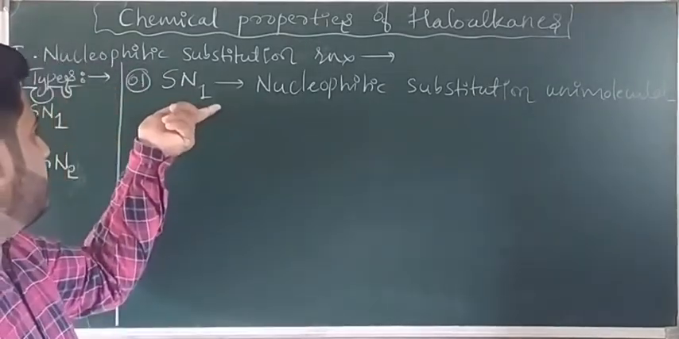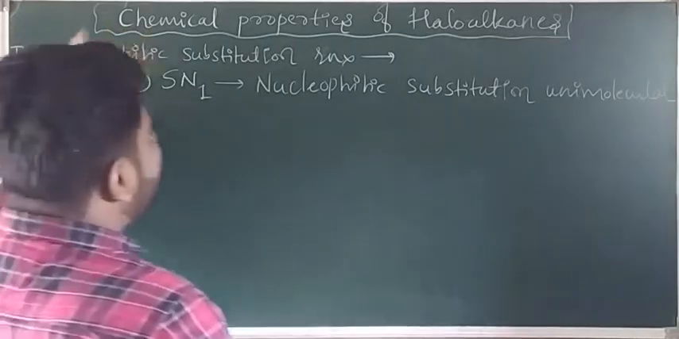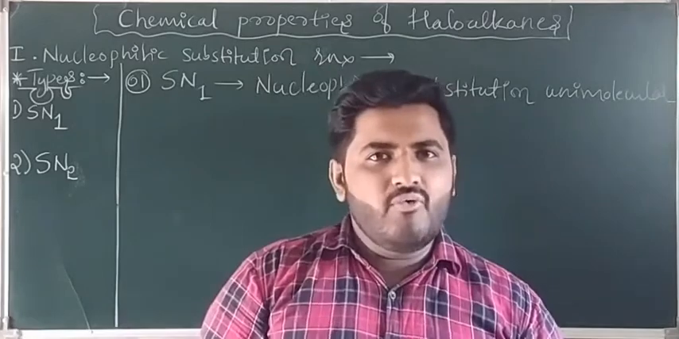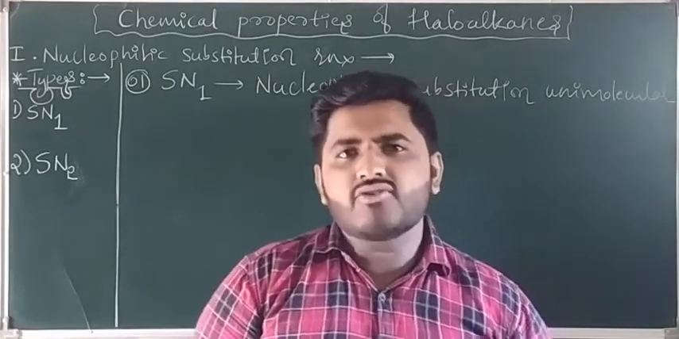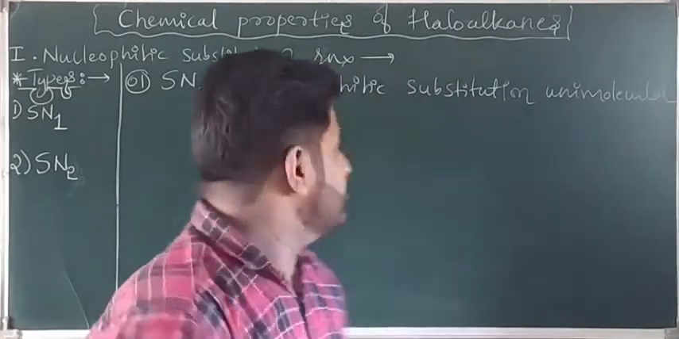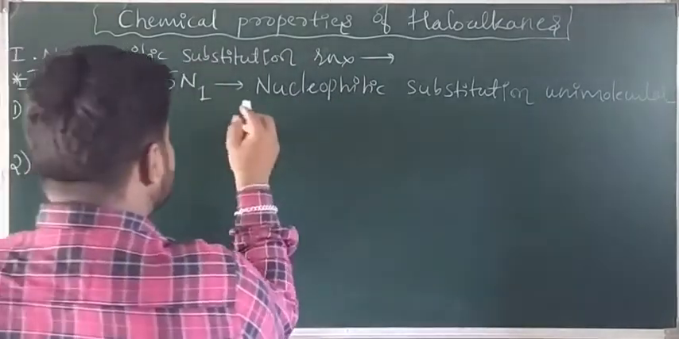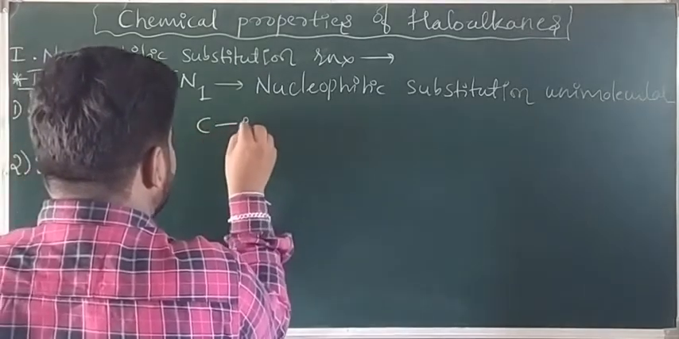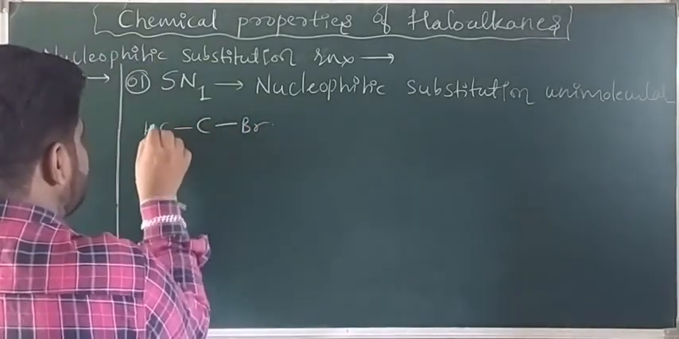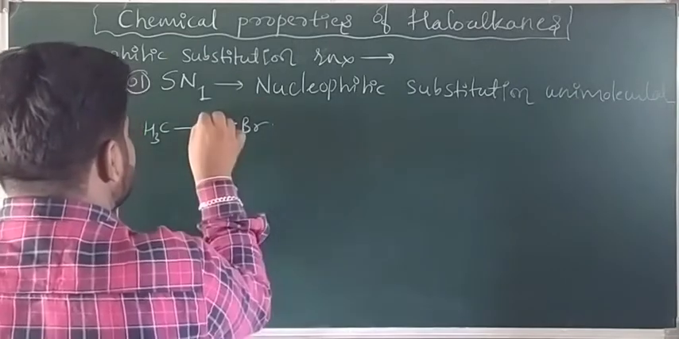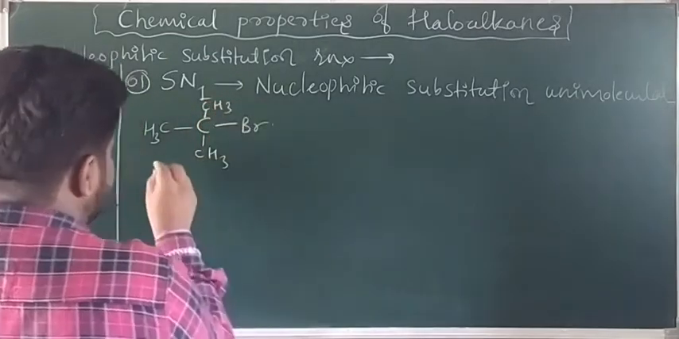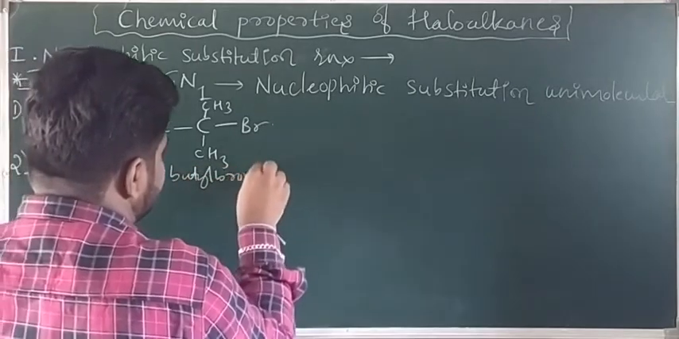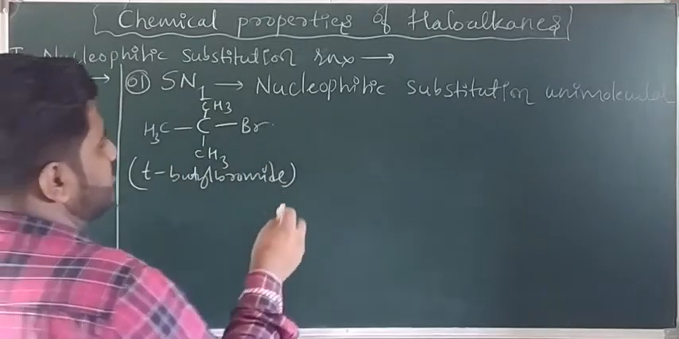When we take a haloalkane and add some alkali, we get different products based on which haloalkane we have taken. If you take the haloalkane as tert butyl bromide, look here. This is your bromine group, and this is CH3, CH3, CH3. This is tert butyl bromide. Tert means tertiary butyl bromide.